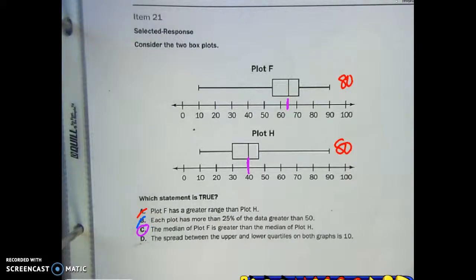And the spread between the upper and lower quartiles of both graphs is 10. The upper quartile is about 71 and 55. That is not 10, so that is not true. The answer is C.